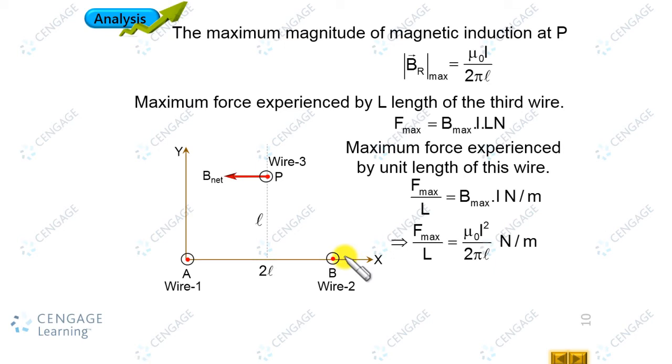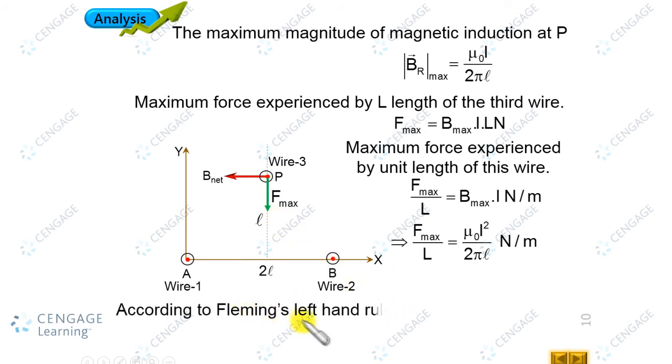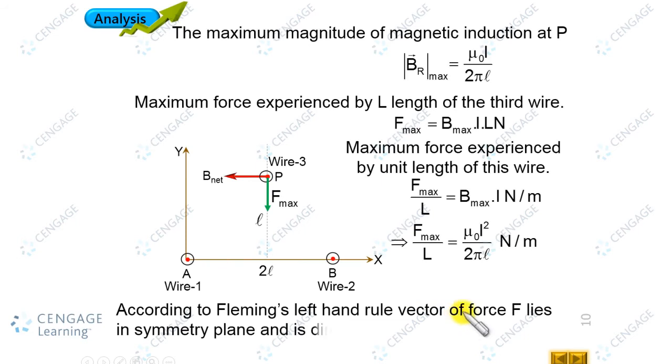Okay. And for finding the direction, we use the Fleming left hand rule or right palm rule, right? So if you use the Fleming left hand or right palm rule, the direction of the magnetic force should be in the lower direction, the downward direction. Okay. So now we can say according to the Fleming left hand rule, the force vector lies in the symmetrical plane and is directed toward the plane of the wire, right? This plane of the wire. Now let us move to the next illustration.